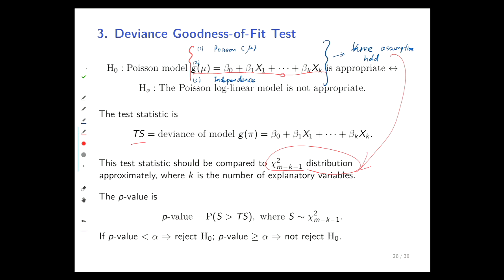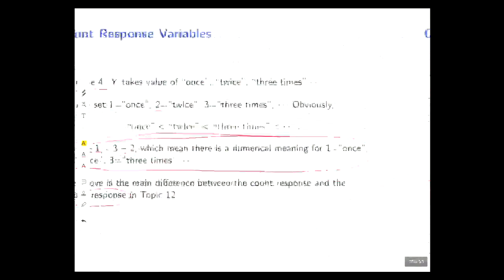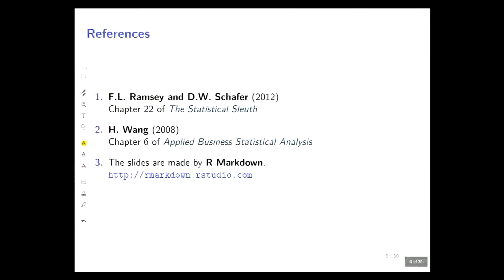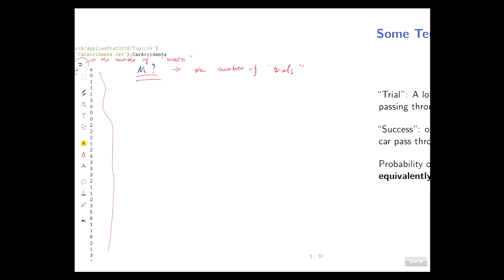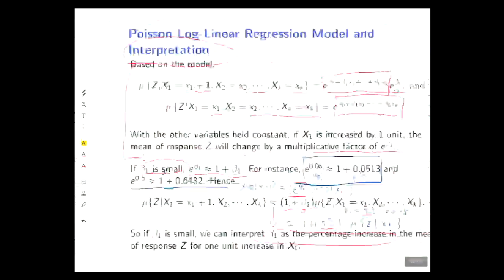And here I need to talk about what's m, what's k, and what's 1. I think k is obvious because k just means the number of the explanatory variables. So what's m? The meaning for m here is exactly the same as the m in the binomial logistic regression model. So it's actually from our beginning. How many observations do we have in this case? We have 41 because we have 41 counties. So m equals 41. So you need to know this m just equals the number of the observations.